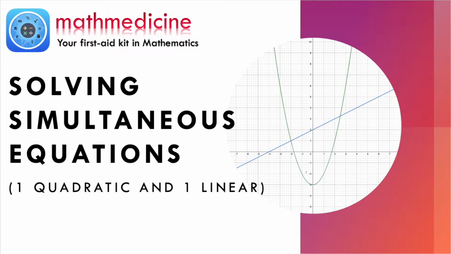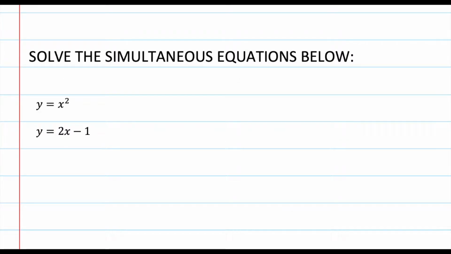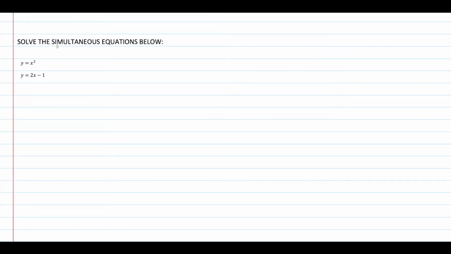In this video, we are going to talk about solving simultaneous equations in which one of the equations is quadratic while the other one is linear. We will also show three methods: elimination method, substitution method, and graphical method.